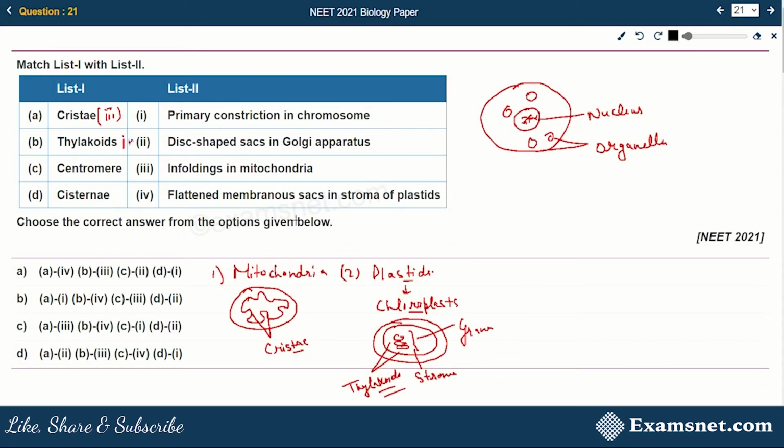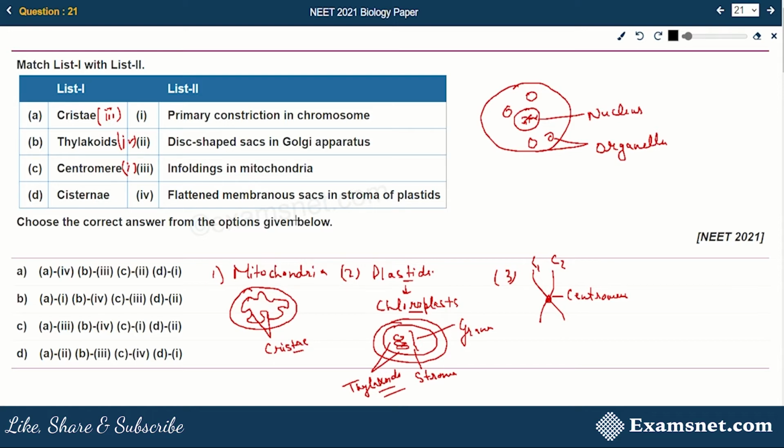That is number 4. Now next one is centromere. So we know that a chromosome has a primary constriction which binds the two chromatids together. So this primary constriction is known as centromere. So the correct match for centromere will be number 1, that is primary constriction in chromosome.